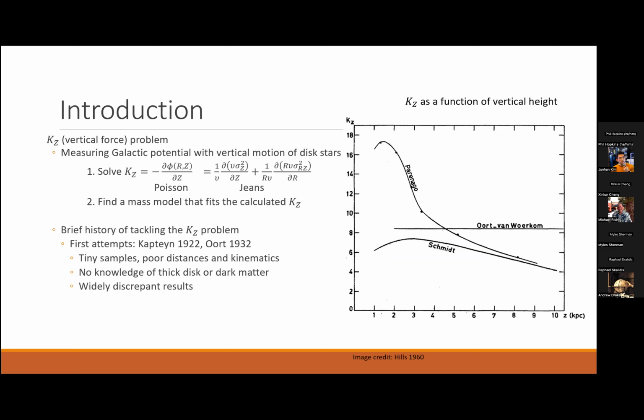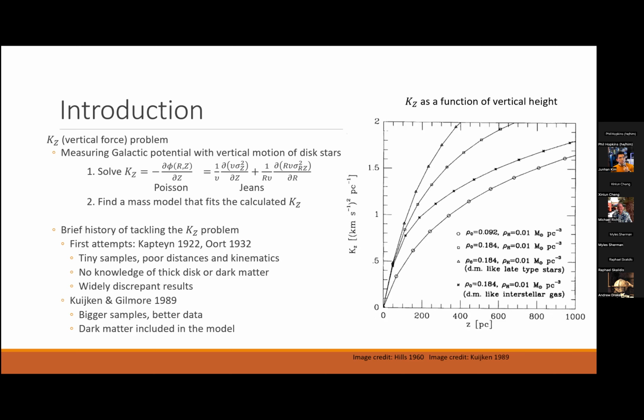Astronomers have begun to look at this particular problem in the 20s and 30s, but they have tiny samples, poor distances, and kinematics measurements. At that time, astronomers had no idea what thick disk or dark matter is, so they cannot include them in their model, and they get wildly discrepant results. In fact, if you compare all of these results to the ones that are most commonly accepted today, those are all wrong.